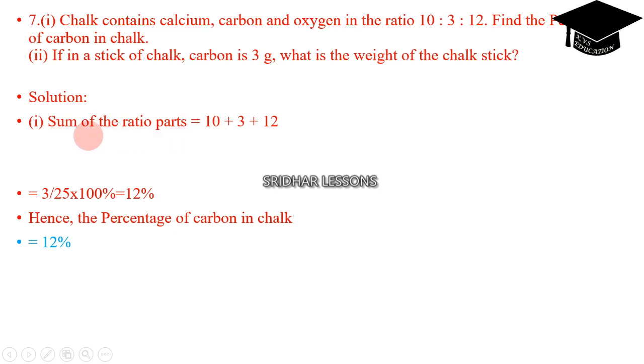Solution for the first question. Sum of the ratio parts is equal to 10 plus 3 plus 12, the calcium, carbon and oxygen parts, which is equal to 25. So if you want to calculate the percentage of carbon, 3 by 25 into 100, which is equal to 12% upon cancellation.